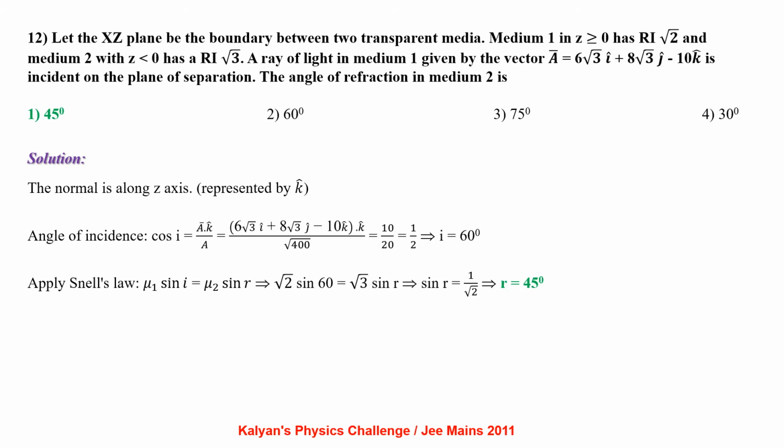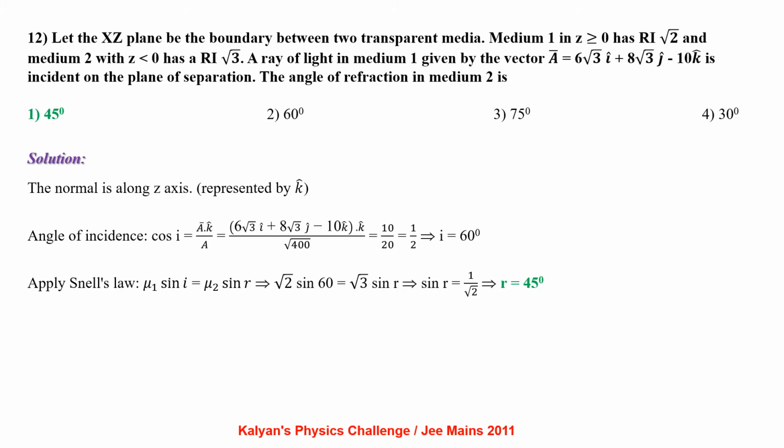Let the xz plane be the boundary between two transparent media. Medium 1 in z greater than or equal to 0 has a refractive index of root 2, and medium 2 z less than 0 has a refractive index of root 3. A ray of light in medium 1 given by the vector a bar equal to 6 root 3 i plus 8 root 3 j minus 10 k is incident on the plane of separation. The angle of refraction in medium 2 is.